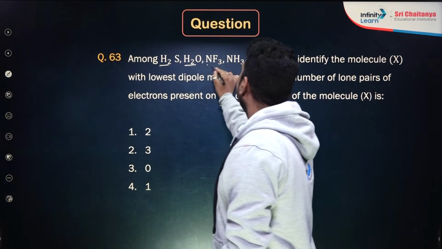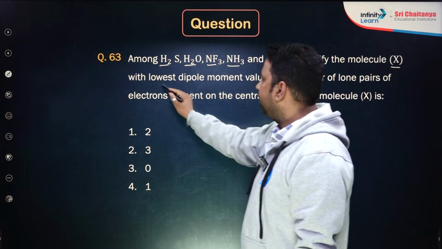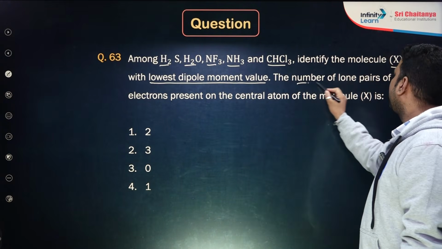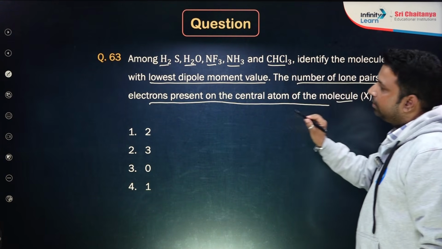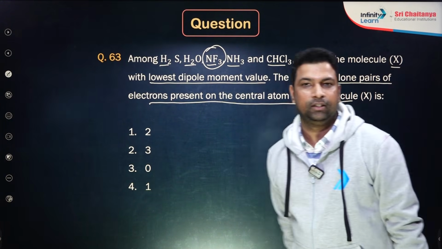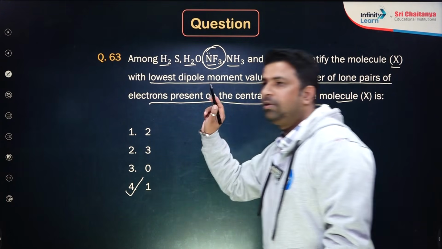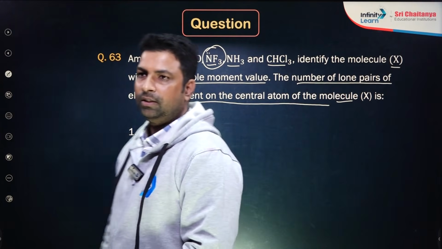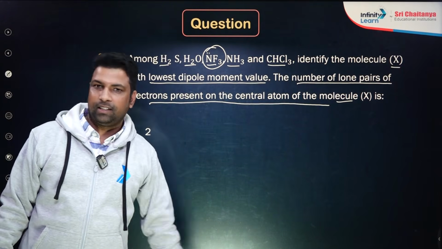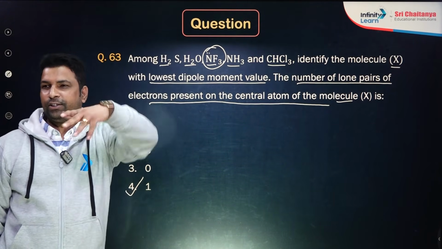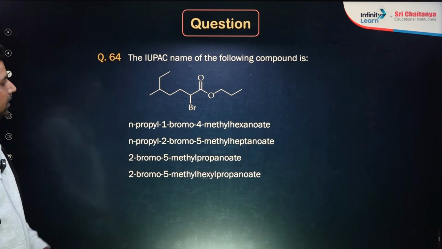H2S, H2O, NF3, ammonia and CaCl3. Identify the molecule X with lowest dipole moment value, the number of lone pair of electron present at the central atom of molecule. Remember, NF3 has cancellation, vector cancellation. So it has lowest, and NF3 has one lone pair. So right answer will be your fourth part. It was too easy a question. Okay. If you see the data, CSCl3 has 1D. Its dipole moment is greater. NF3 has 0.6 or 0.4 around. Okay. So fourth answer.